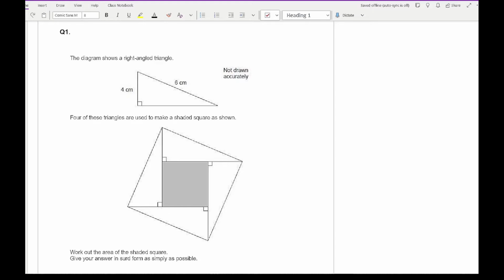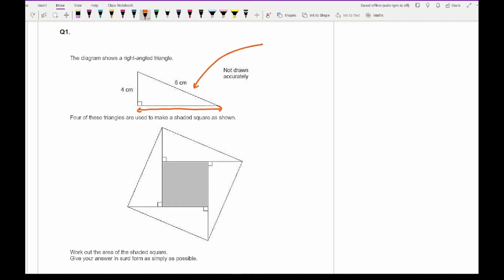So for this, to work out the area of a square, we need to know the length of the square. And as you can see, that length is made up from the base of the triangle taken away from the height of that triangle. So what we need to do is first of all use Pythagoras to work out what this length here is of the triangle. Now to do that, we're going to need to use Pythagoras because it's a choice between Pythagoras or trig, and there's no angles involved, so it's going to be Pythagoras.